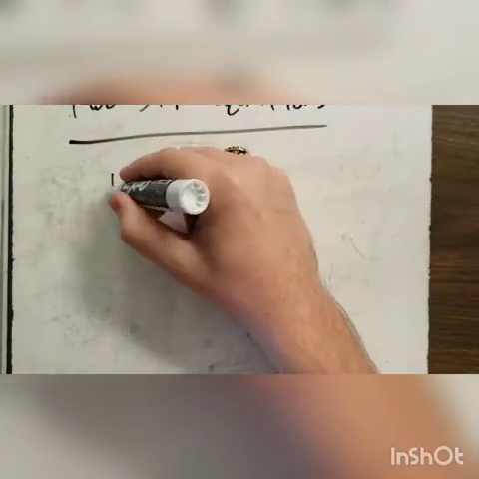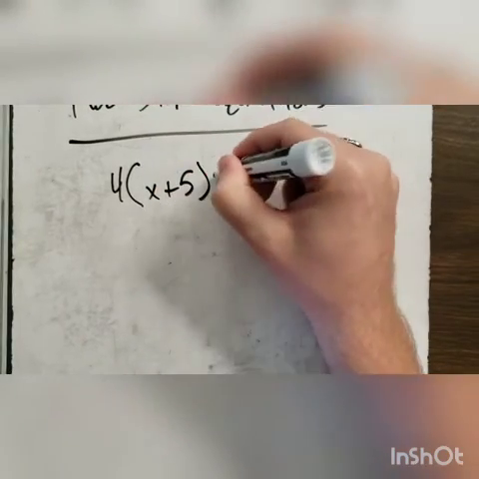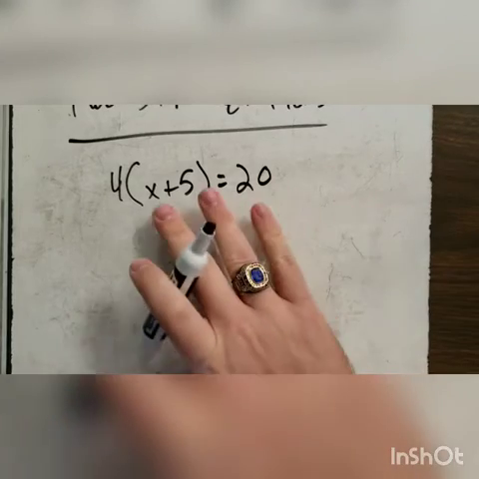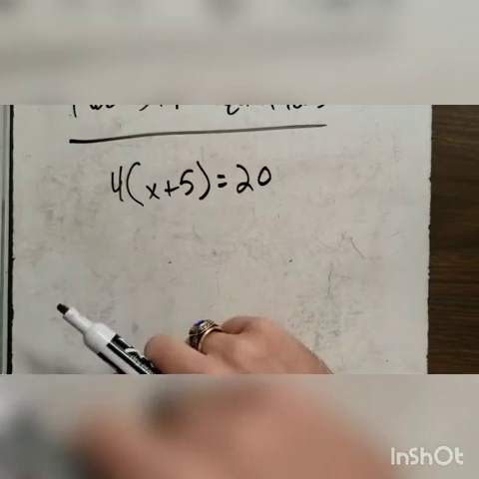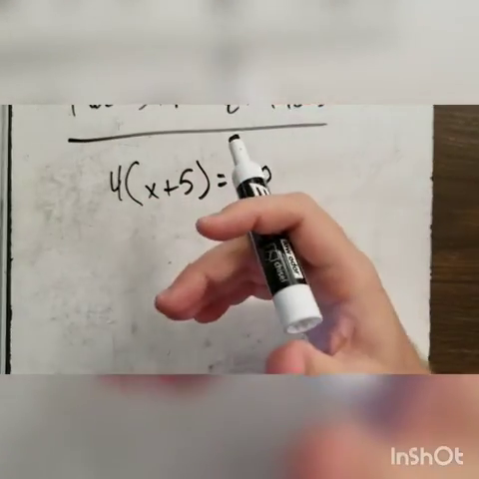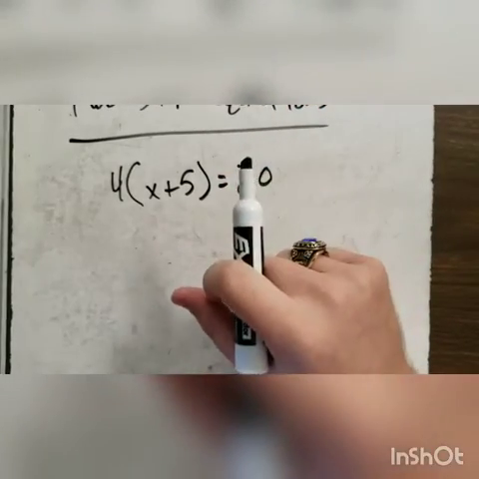Next one. 4 parentheses x plus 5 equals 20. Okay, now, when you see a problem like this, with parentheses involved in the number out front, there's two ways we can do it. And I'll show you both ways, okay? And you can choose whichever way makes sense to you or you think is easier. The first way you can do it is we can distribute.